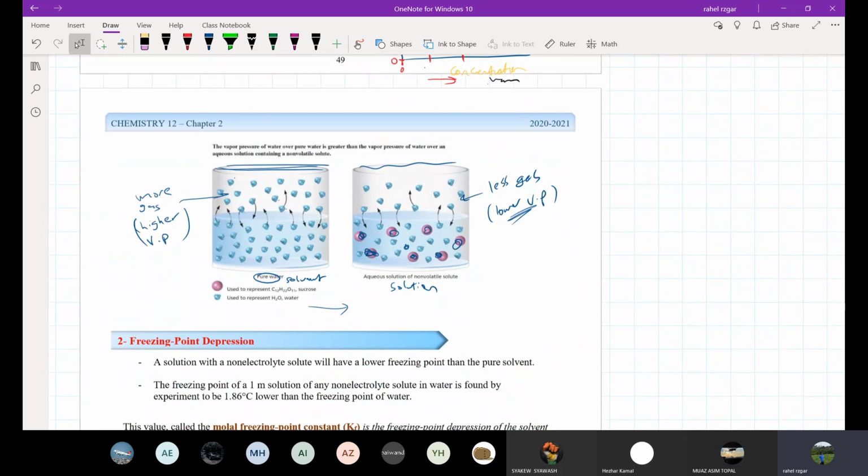See, evaporation has decreased on the right side. That's why less gas is present inside the container, inside the gas space. So less pressure is also present.